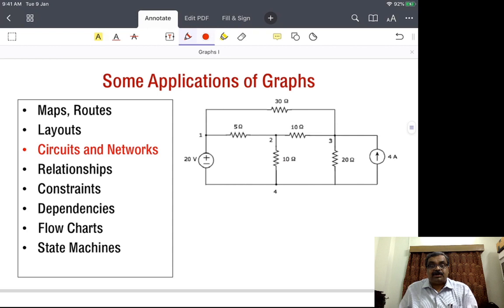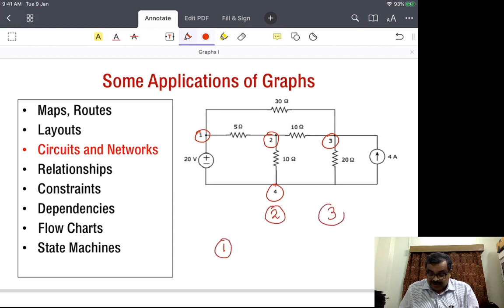One of the most popular applications is in design of circuits and modeling and analysis of circuits. Now let us consider this circuit. This is a circuit which has got resistance, which has got voltage supply, and which has got a meter to measure current. So here are the 4 nodes that we identify, and the edges between the nodes will be all the connections in these vertices. So this graph will have 4 nodes like this: 1, 2, 3, and 4.